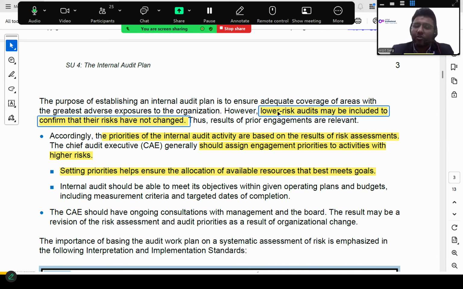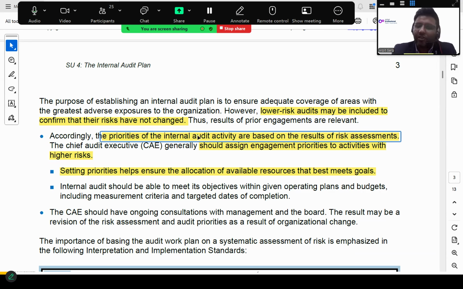So can you all read the highlighted part? Lower risk audits may be included to confirm that the risk has not changed. Thus, results of prior engagements are also relevant. I think someone told us, right, one of you said, should we consider the prior engagement results also? Yes, that is also relevant.